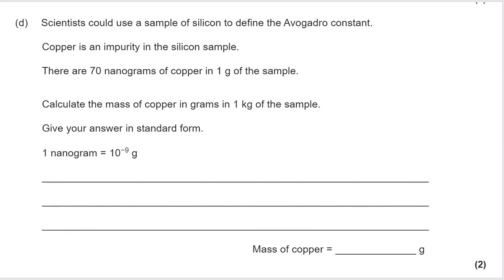There's a lot to think about here. 70 by 10 to the minus 9 tells me how many grams there are, but I want kilograms. So that is multiplied by 1,000. So I get 70 by 10 to the minus 6. And then I convert to standard form, 7 by 10 to the minus 5 grams.